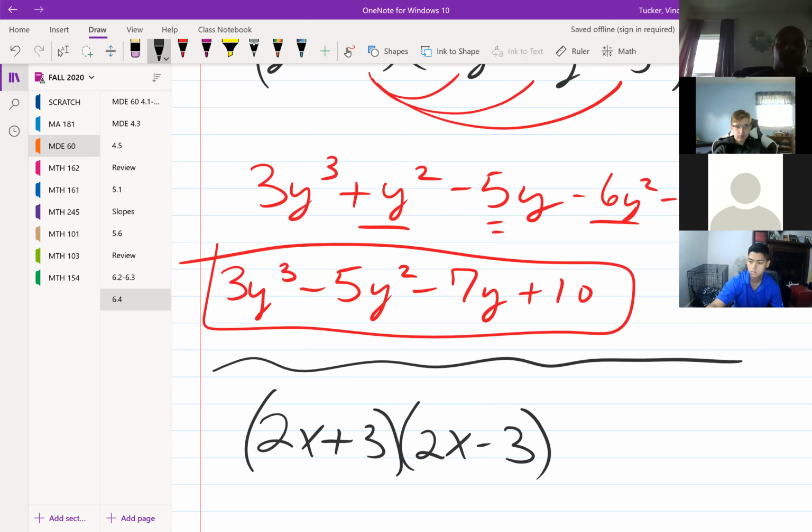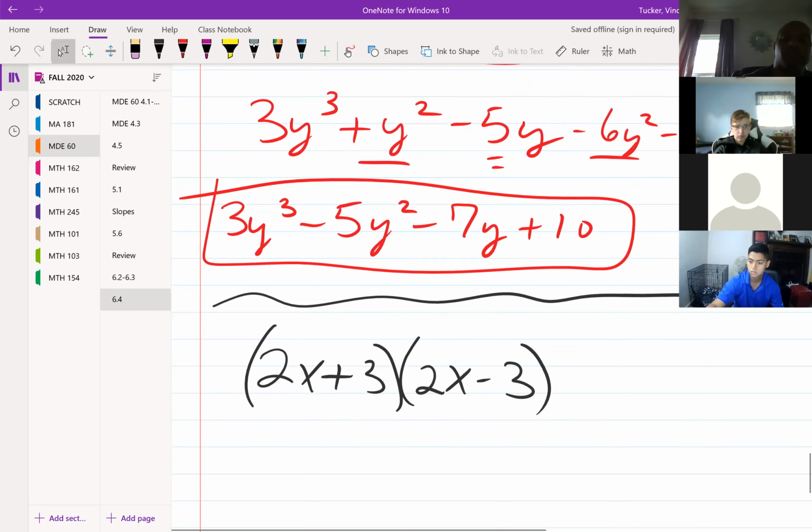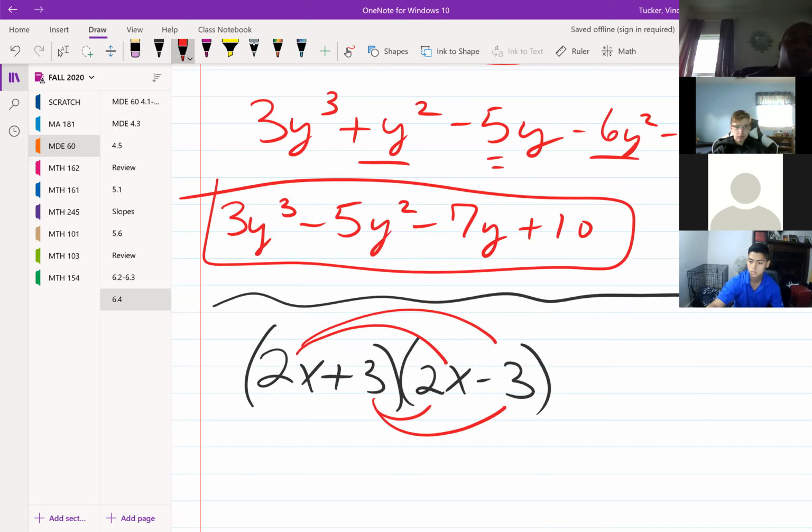Here we have 2x plus 3, 2x minus 3. Once again, distribute the first term in each to each in the following. Distribute the second term to each in the following. So that's going to be 4x squared. 2x times 2x is 4x squared. 2x times negative 3 is negative 6x. 3 times 2x, positive 6x. And 3 times negative 3 is negative 9.